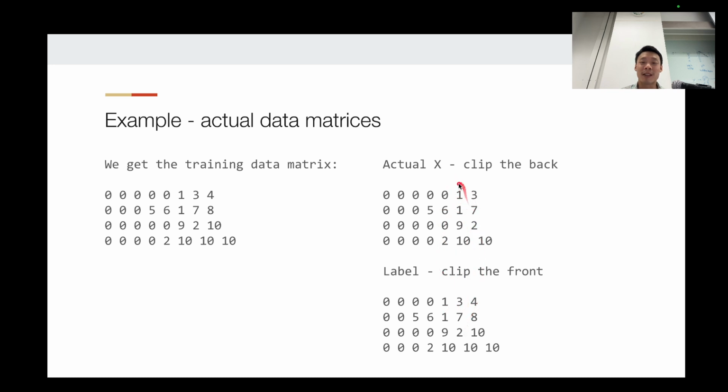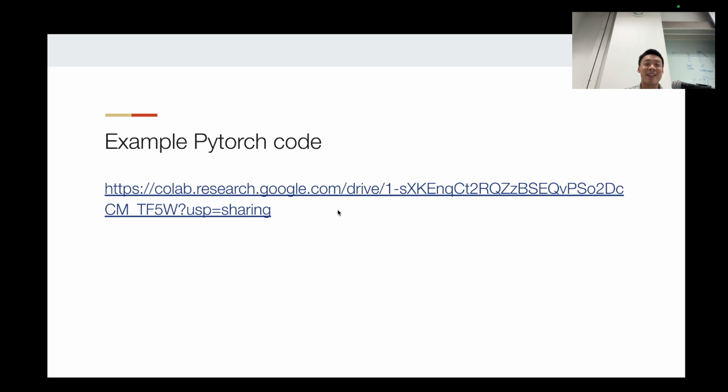So now you can see that it's aligned, right? So 1 will have to predict 3, and 3 will have to predict 4, 5 predicts 6, 6 predicts 1, 1 predicts 7, 7 predicts 8, right? So, pre-processing. Again, not the sexiest thing in the world, but you know, it needs to be done. And yeah, I give you the PyTorch code.